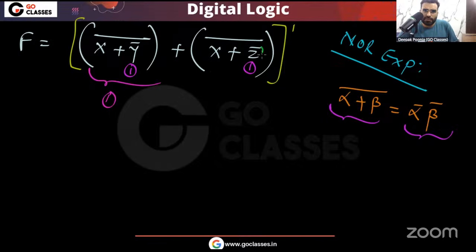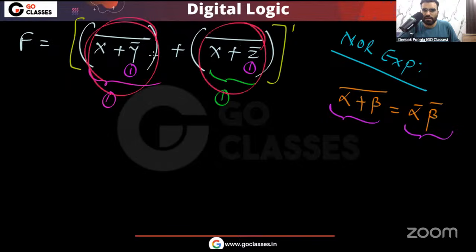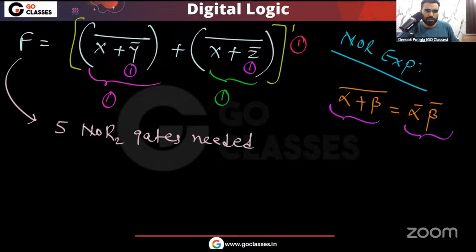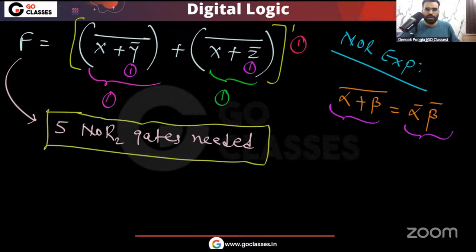Here you can see if I assume this Z bar is alpha, then X or alpha whole complement. Here I need one more NOR gate. Then if I assume this is alpha, this is beta, then alpha or beta whole complement, that is NOR equation. So for that one more. Tell me, according to our guidelines, how many NOR gates you are getting? So you can see that 5 NOR gates we are getting. 5 two input NOR gates needed. Yes or no? So using our guidelines, we are getting this value 5.